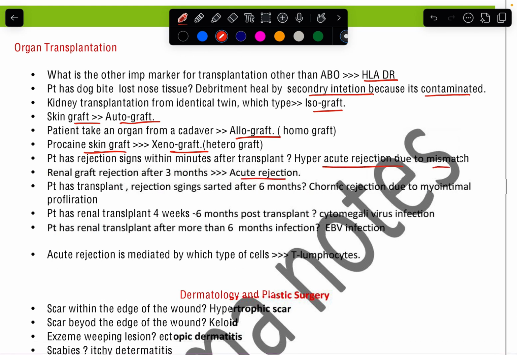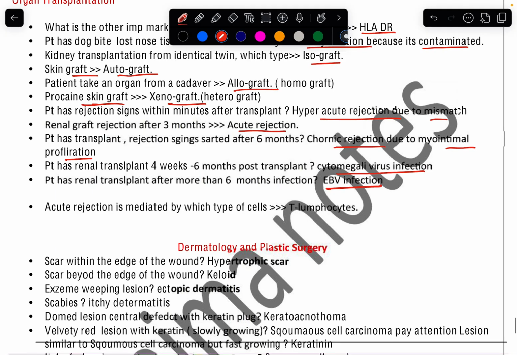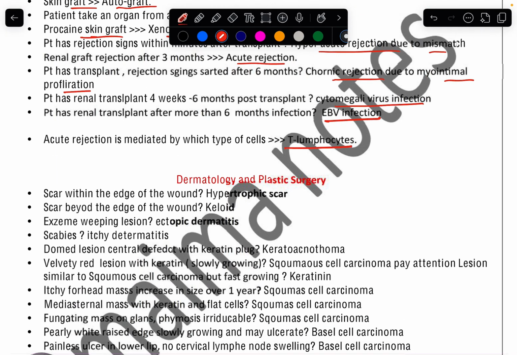Renal graft rejection within 3 months is acute rejection. Patient has transplant signs started after 6 months, chronic rejection, myointimal hyperplasia. Patient has renal transplant 4 weeks to 6 months post transplant: cytomegalovirus. Patient renal transplant more than 6 months: less than 6 months is cytomegalovirus, more than 6 months is Epstein-Barr virus. Acute rejection is mediated by which type of cell? T lymphocytes.